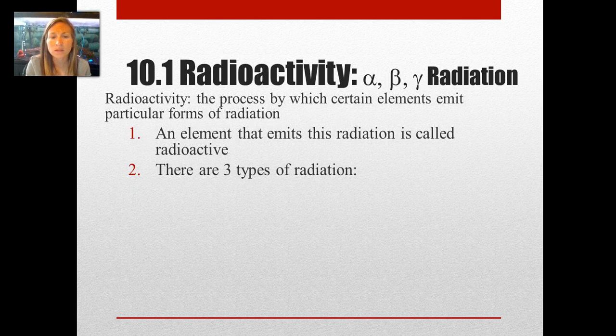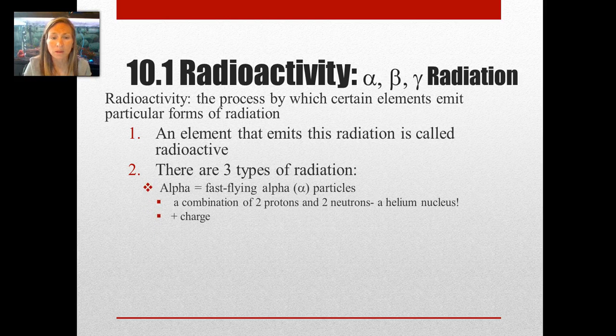Now, radioactivity is the process by which certain elements can emit particular forms of radiation. We would describe an element that emits radiation as being radioactive. Now, there are three types of radiation that an element can emit.